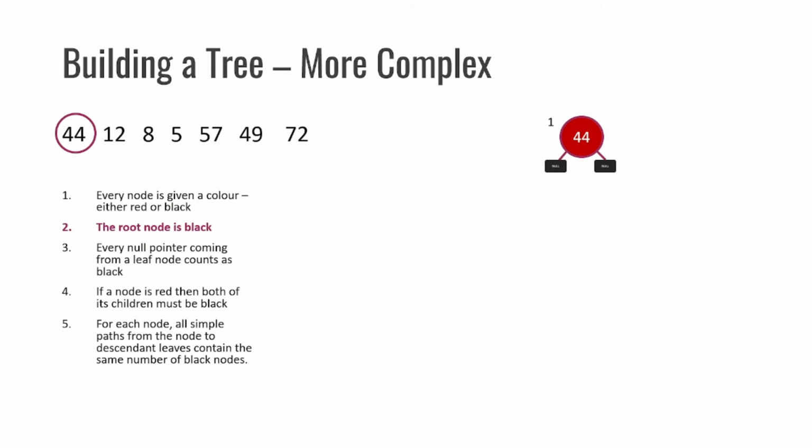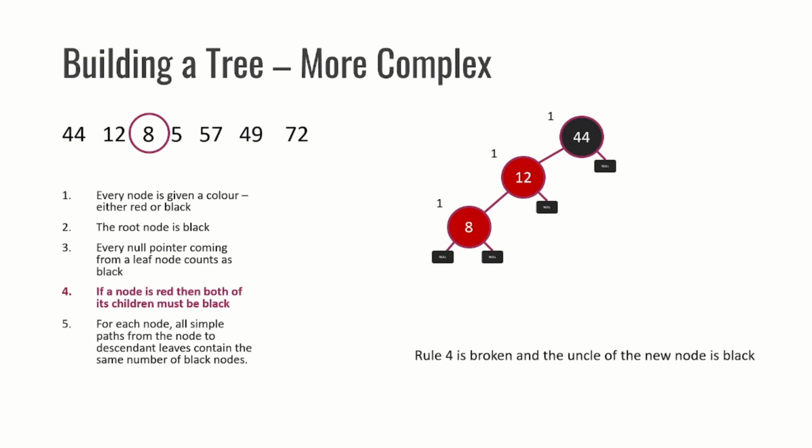So more complicated now. Starting off with number 44 again, we're adding it as red. Straight away, we're violating rule number 2. So as before, we're just going to set that 44 to be black and fix that one. Number 12 goes in next. Nice and easy, there's no violation there. Right, number 8 goes in.